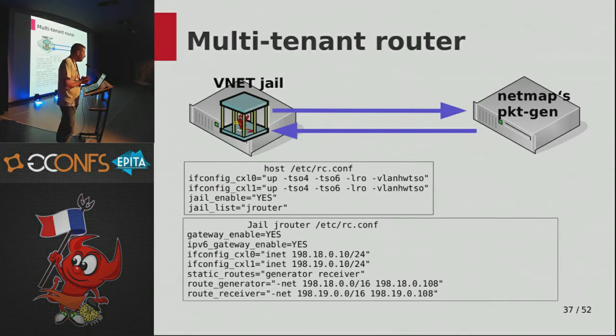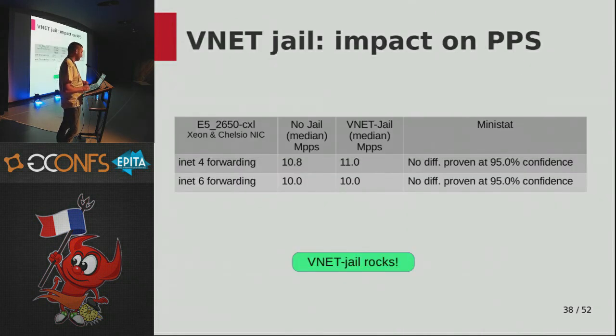I play on the PC Engines APU2. I play to generate, I don't remember, between 100 and 150 VNET jails on this small hardware. It's very fun. Then, what's the impact of this setup? Improvement? Degradation? There's quite no impact at all. It's a very, very, very good surprise.